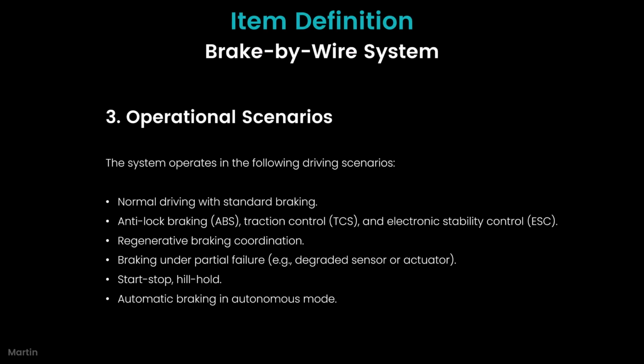The third section of an item definition is the operational scenarios. This section outlines the different conditions and situations in which the item is expected to operate. It covers both normal and degraded modes of operation, as well as potential edge cases. Operational scenarios describe the environmental, functional, and system-level contexts the item may encounter, helping to ensure that its design performance and safety are evaluated across the full range of real-world use cases.